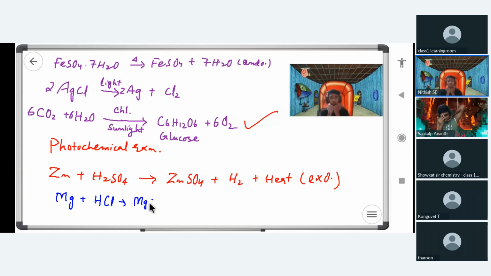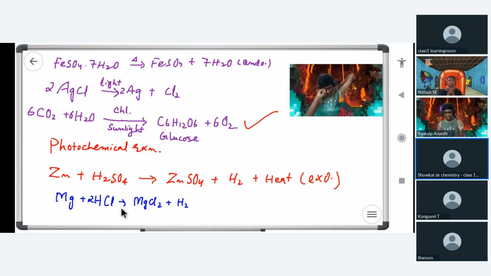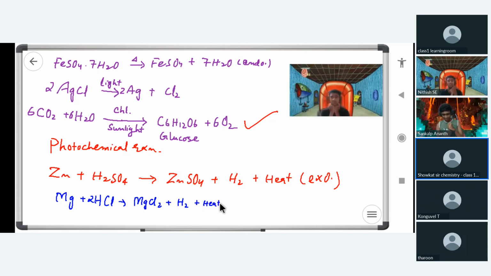Magnesium chloride plus hydrogen plus heat. Tell me, is it exothermic? Exothermic. Exactly, it will also be exothermic. So note this down: metal and acid always means exothermic.